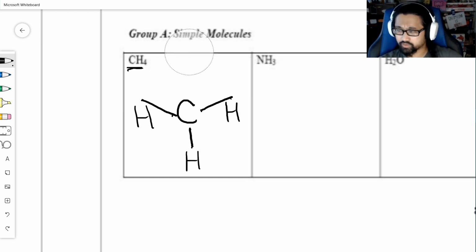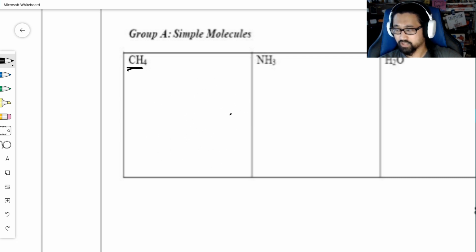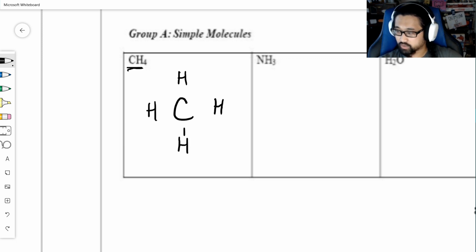What I'm going to do is clean up this whole picture. I know that carbon is in the middle. I know that the 4 hydrogens are on the outside, and I know that they're going to be connected by a pair of electrons.